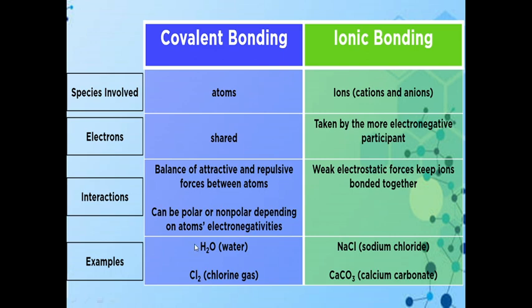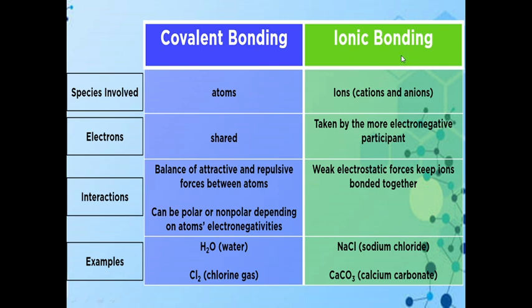For example, here we have H2O. Always remember that covalent bonds are those composed of two nonmetals. For example, we have H2O, hydrogen and oxygen, and chlorine gas, Cl2, where both are nonmetals.